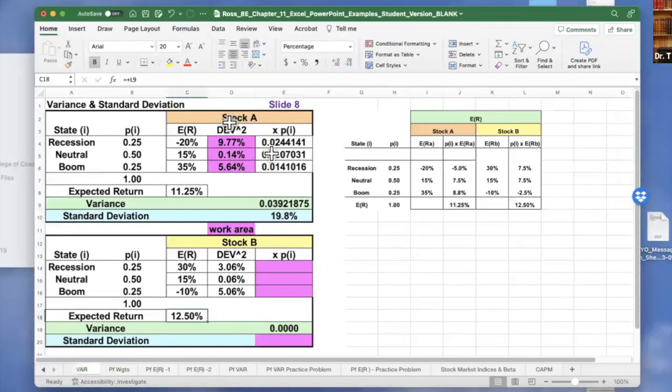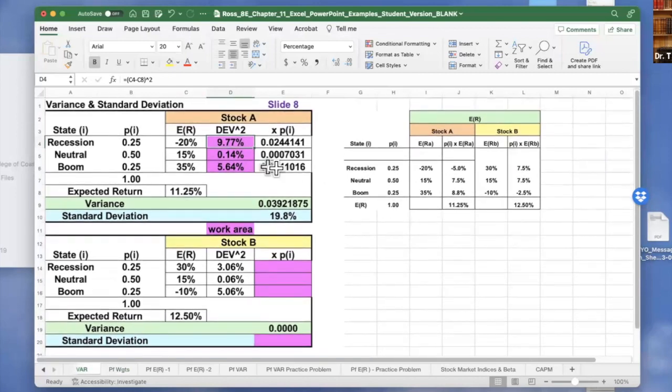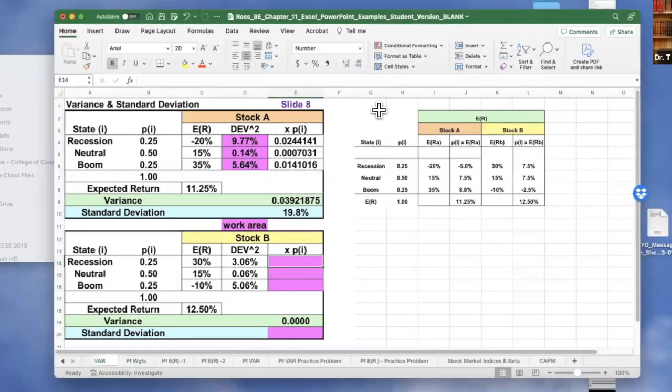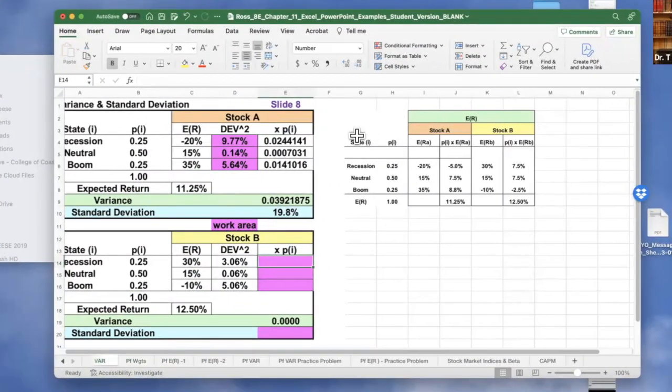Same thing on this sheet. The only place you should be entering formulas on this variance and standard deviation worksheet is here where it is pink. And so I want you to try to figure out what formulas you need to put in there to make these worksheets work. These worksheets correspond to PowerPoint slides.